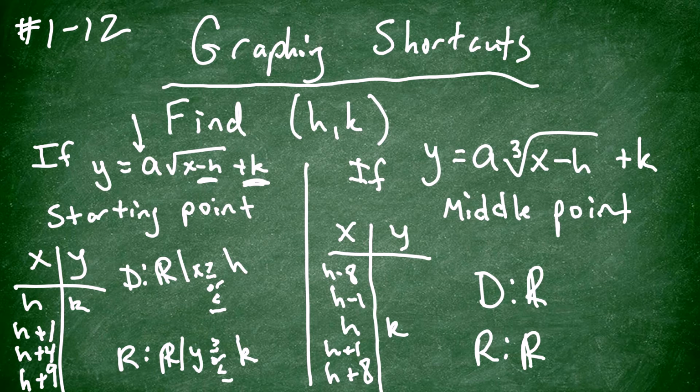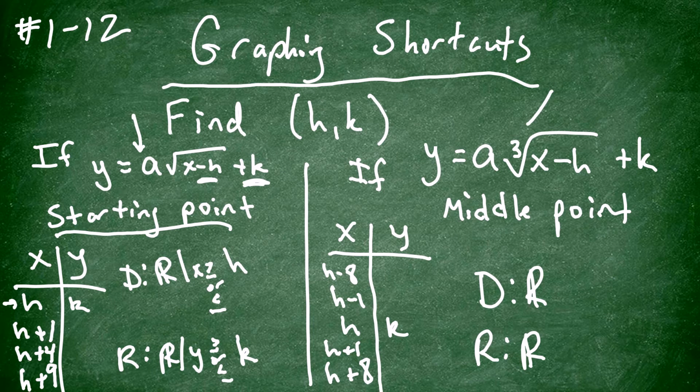Okay? And then, if it's a square root, you use a starting point. And that's where h and k is in the starting point. You add 1 to h, you add 4 to h, you add 9 to h, because those are perfect squares, because it's a square root. And then that will make it so your XY chart's pretty nice.